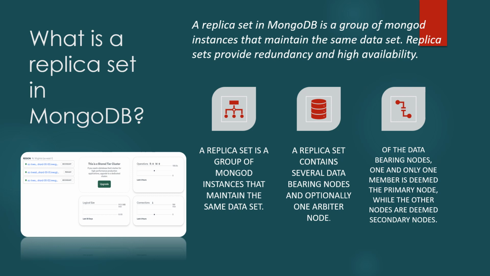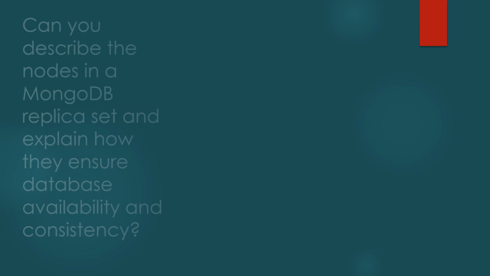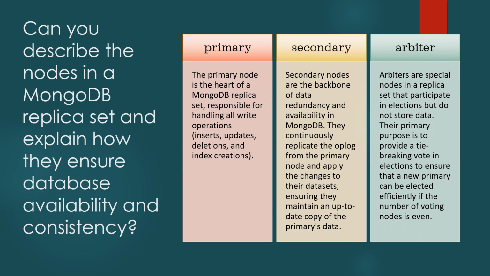Replication provides redundancy and increases data availability with multiple copies of data on different database servers. Replication protects a database from the loss of a single server. Can you describe the nodes in a MongoDB replica set and explain how they ensure database availability and consistency?